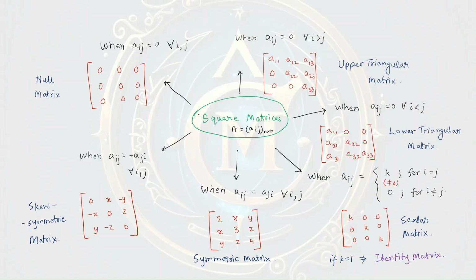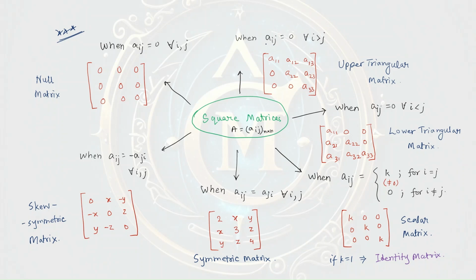Now we take the types of square matrices that we need to study. This is very much important, so please keep this whole slide in your mind. Square matrices mean the order of the matrix has to be n by n, so the number of rows must be the same as the number of columns. In this case, when all the elements of the matrix are 0, we call it a null matrix.